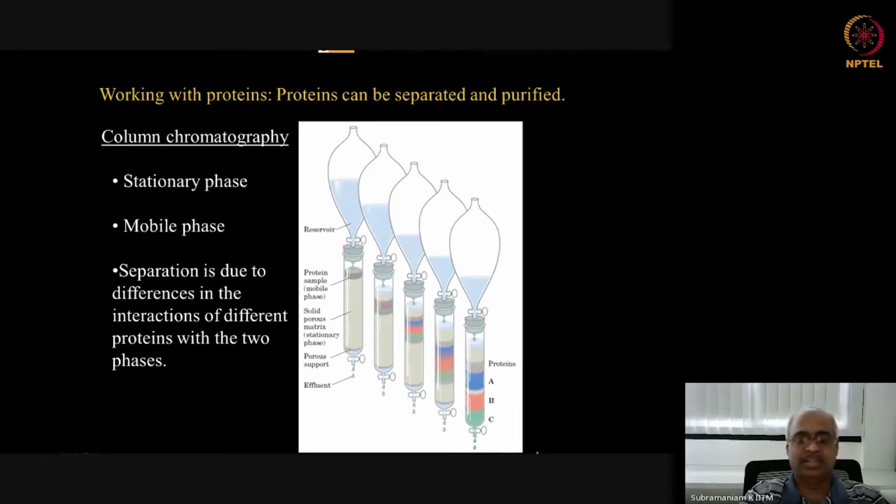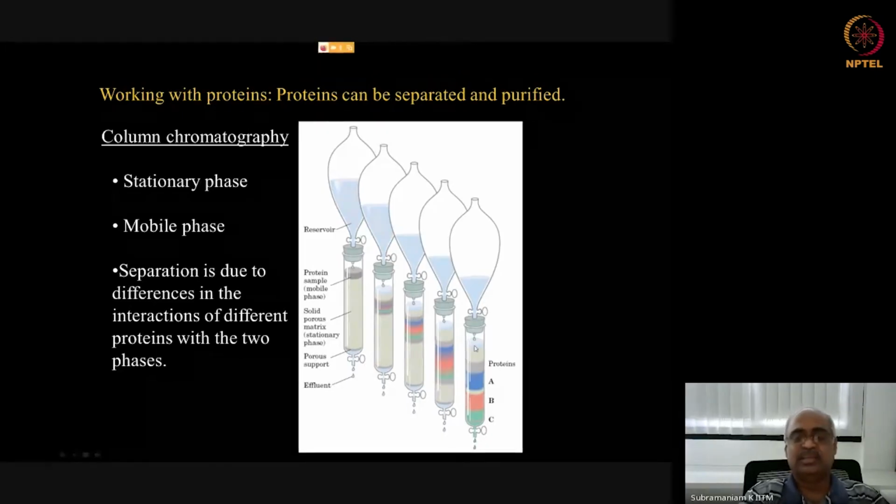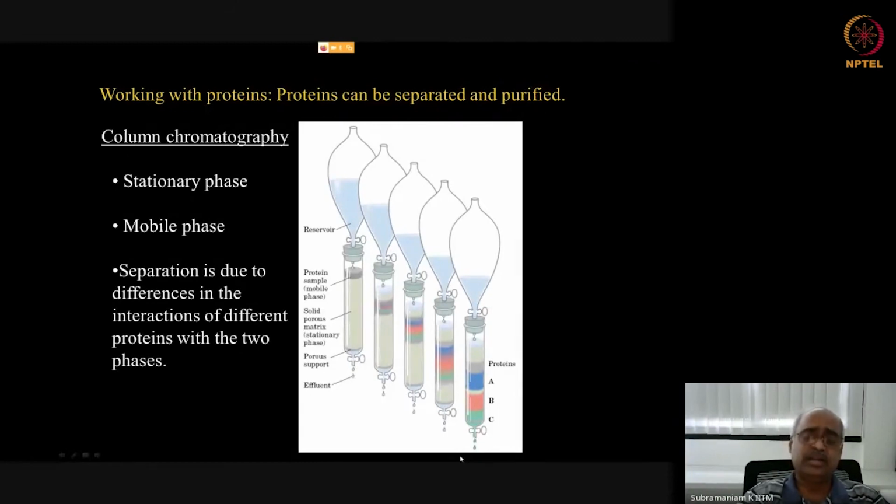And if you have a collection vial where you collect fixed volume or for a fixed time, and that automatically rotates and moves to the next collection vial and so on, you get the fractions collected. And then you can assay individual fractions to see which fraction has your particular protein. So the ability to detect a particular protein based on its activity is what I call by using the word assay. You assay for a protein activity. So this is the basic principle of all chromatography.